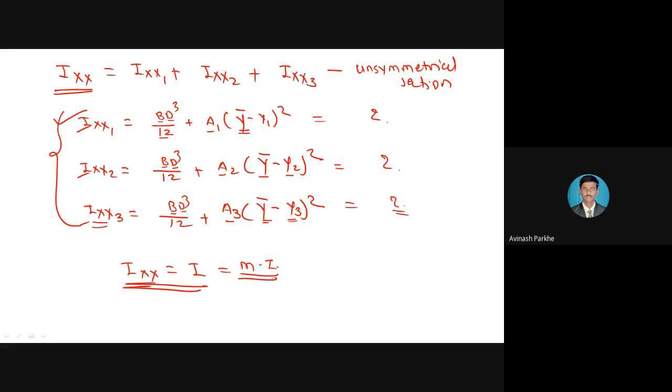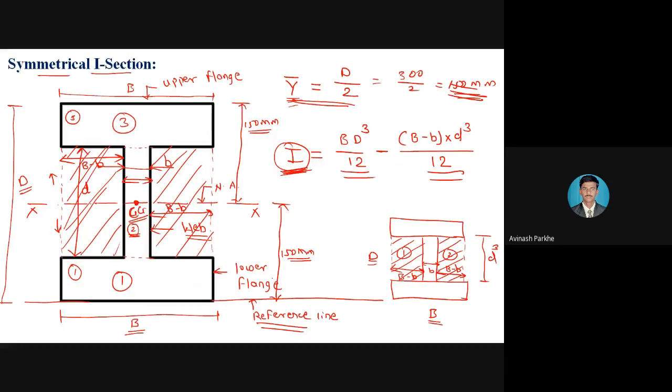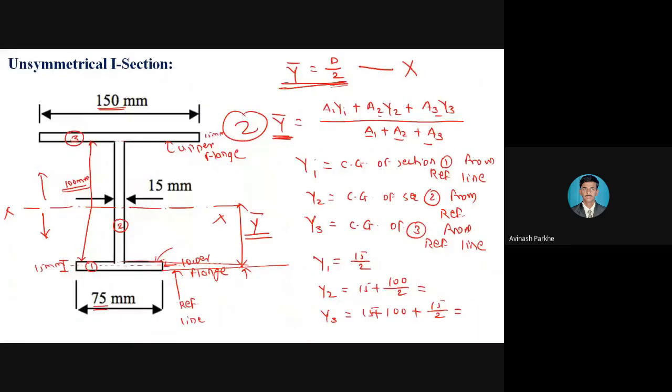So this is the basic difference between the symmetrical I section and the unsymmetrical I section. Please note the difference. For the symmetrical I section, y bar is equal to capital D divided by 2. Take this formula in your notebook. If I use this y bar formula for the symmetrical I section, then you will get the same answer.